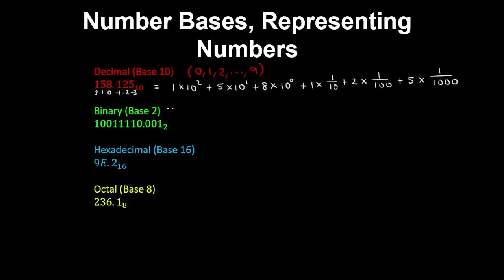Now with binary or base 2, we can represent each digit using either a 0 or a 1. So to the left of the decimal place, we multiply by powers of 2. So we have 1 by 2 to the 7, plus 0 by 2 to the 6, plus 0 by 2 to the 5, plus 1 by 2 to the 4, and so on.